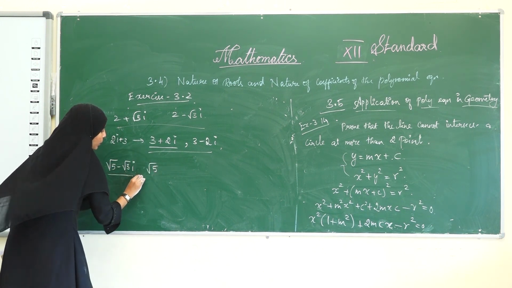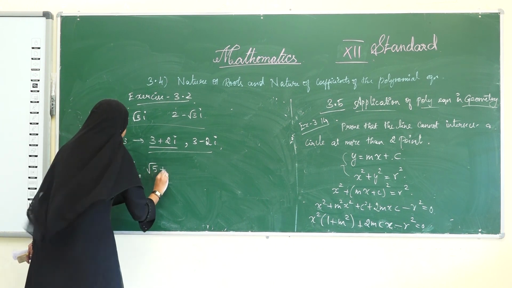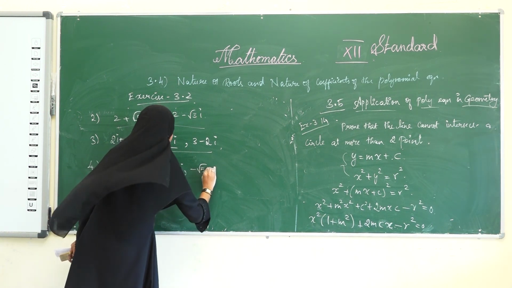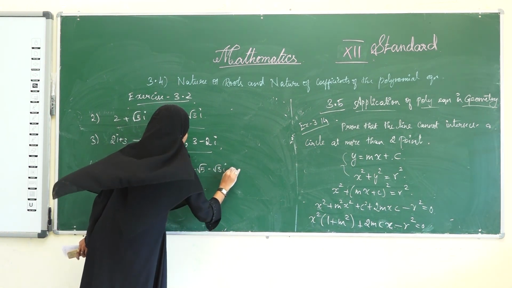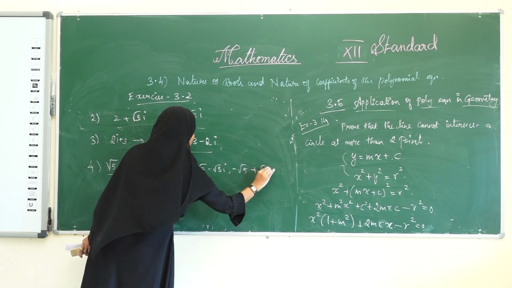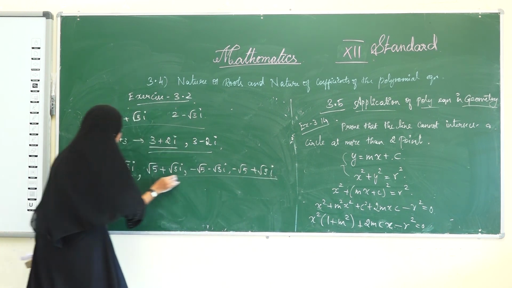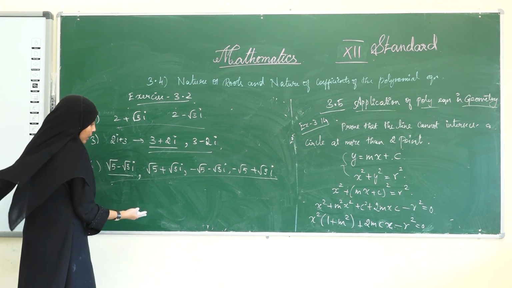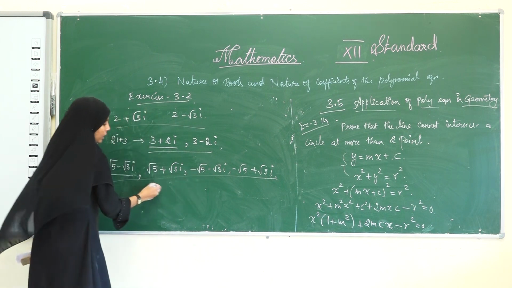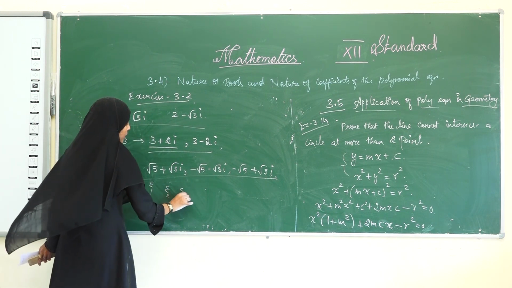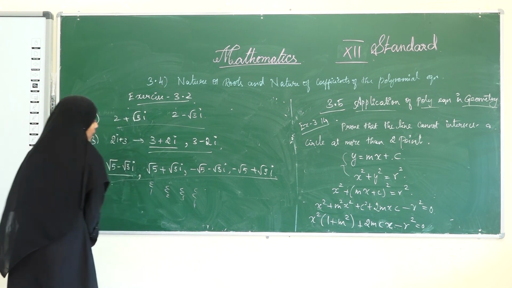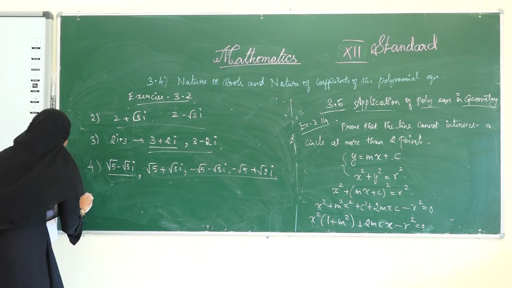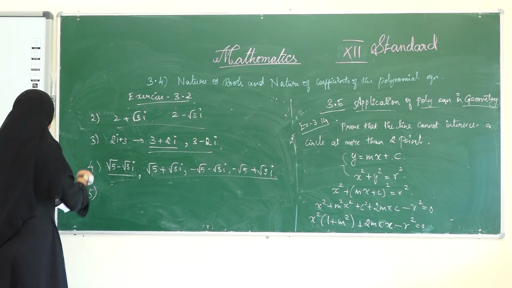So here they have given only a single root. We can find the other roots: root 5 plus root 3i, minus root 5 minus root 3i and minus root 5 plus root 3i. These are the four roots of the required equation. From this we can find summation 1, summation 2, summation 3, summation 4, and we can find the polynomial equation. Okay guys, next the last one, the fifth question.